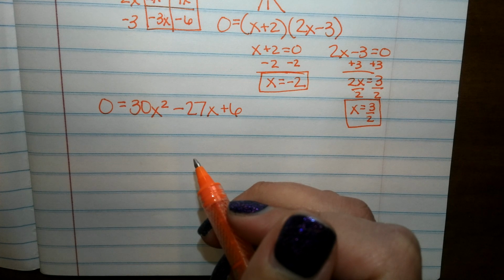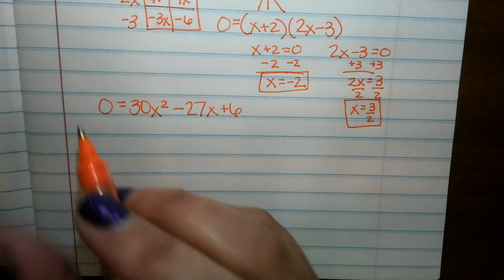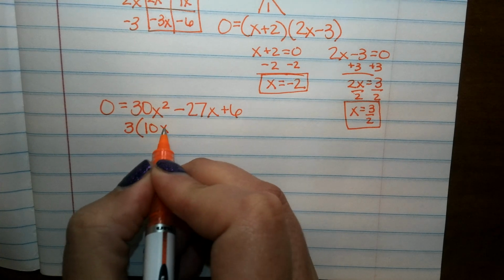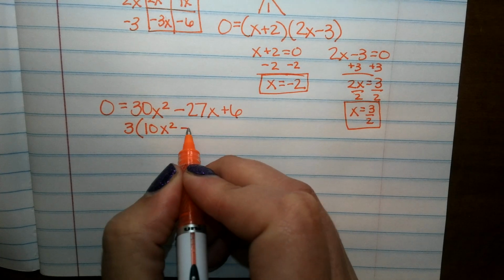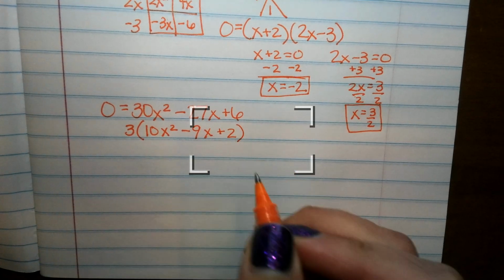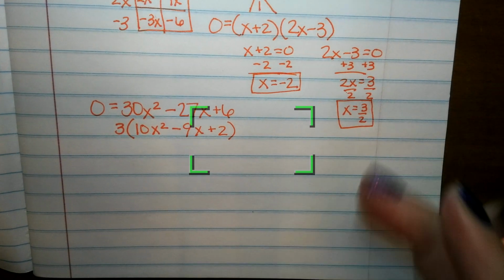It looks like they are all divisible by 3, so I'm going to pull out a 3. 30 divided by 3 is 10. Negative 27 divided by 3 is -9. 6 divided by 3 is 2. All right, now let's try to factor.